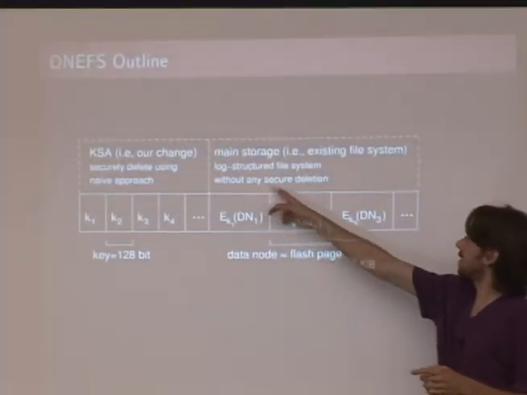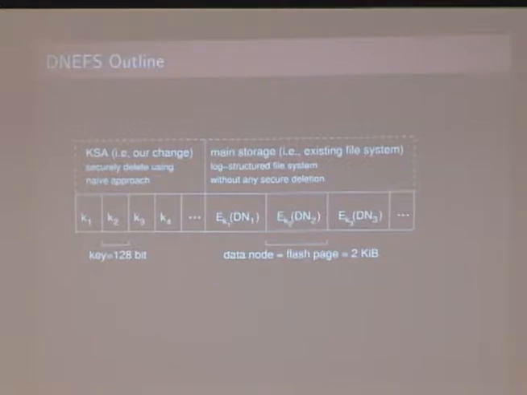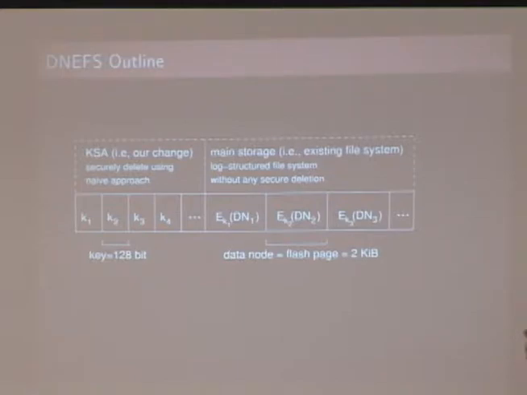So here on the right, we have the main storage. This corresponds to the existing file system entirely. It's a normal log-structured flash file system. It's not performing any secure deletion considerations whatsoever. It's just existing just as it was before. And of course, because it's a file system, it's divided up into some kind of minimum unit of I/O called the data node. And here we see that instead it's stored as encrypted versions of these data nodes.